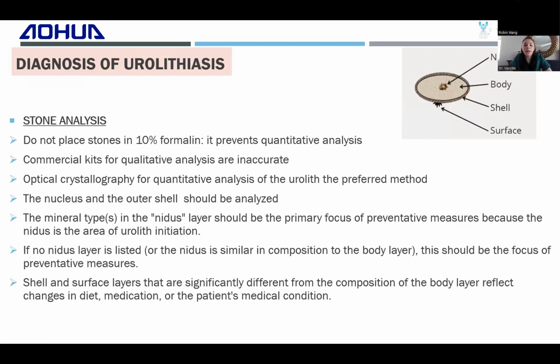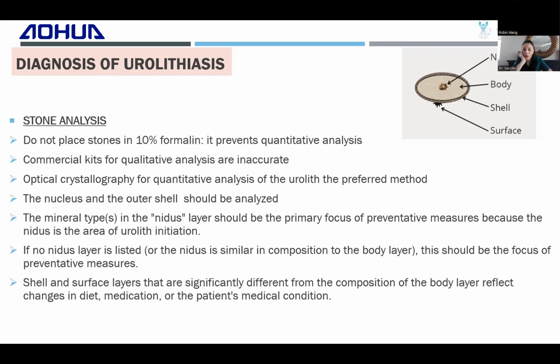And what about the stone analysis now? How do we send off our uroliths for analysis? As we said, we have the nidus, we have the body, and we have the shell, and then we have the surface. And these all might have the same compositions, but they might as well not. Okay, so never, ever put the stones in 10% formalin because it prevents our quantitative analysis, okay? There are some commercial kits out there for qualitative analysis, but they're not accurate. The optical crystallography is the preferred method.